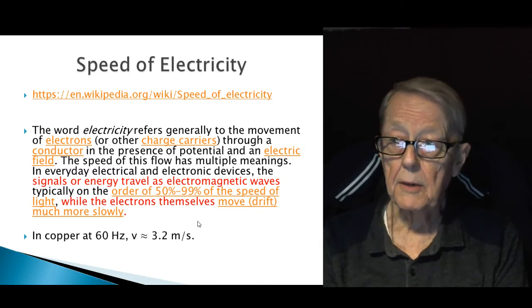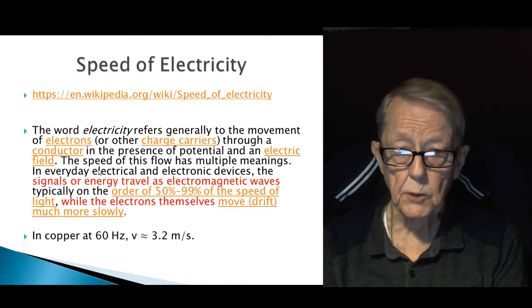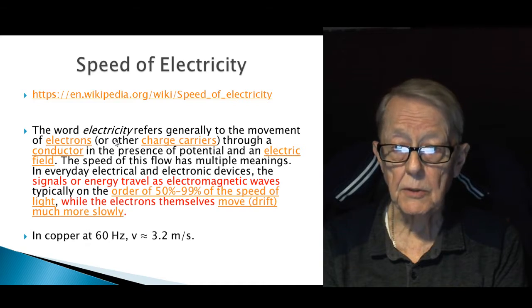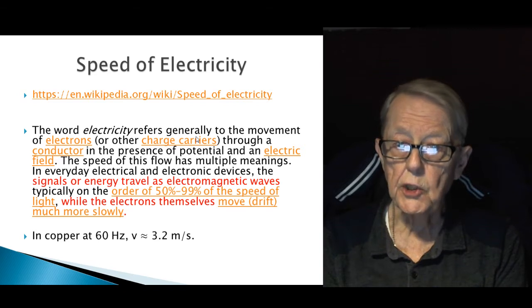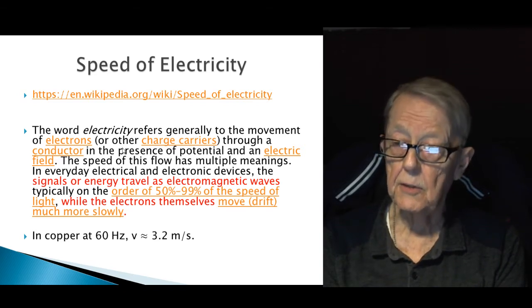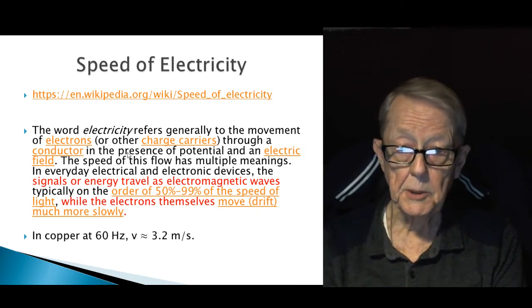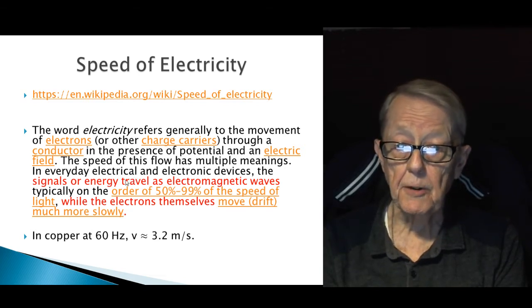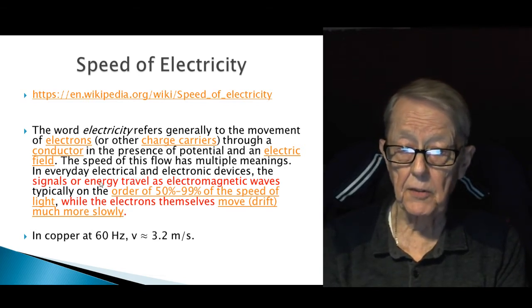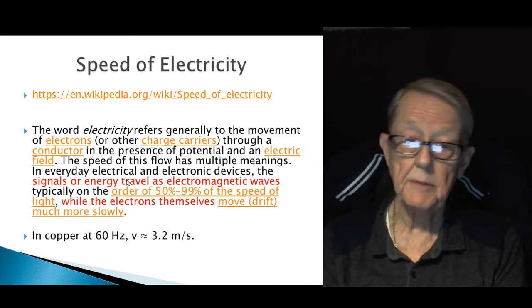Now let's talk about the speed of the electricity, for example, in the FM transmitter. The word electricity refers in general to the movement of electrons or other charge carriers through a conductor. Okay, so we have electrons through a conductor, just like we have in the FM transmitter. The speed of this flow has multiple meanings. The first one is that the signals or the energy in that circuit travel as waves, electromagnetic waves.